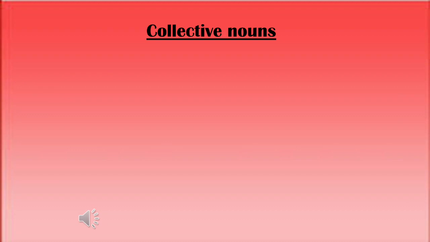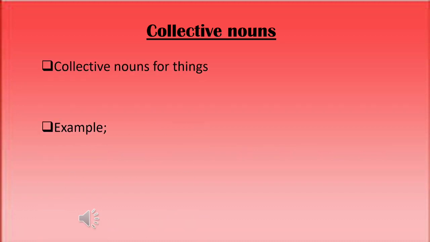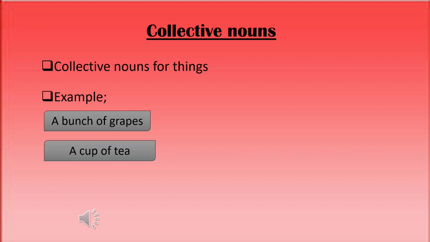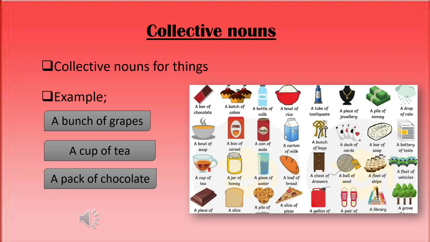Now I am going to show you some examples of collective nouns which can be used for things. For example, a bunch of grapes, a cup of tea, a pack of chocolate. From the picture also you can see lots of collective nouns which can be used for food items and things. For example, a chest of drawers, a ball of wool, a fleet of ships. These are some collective nouns which can be used for name of the things, a group of things.